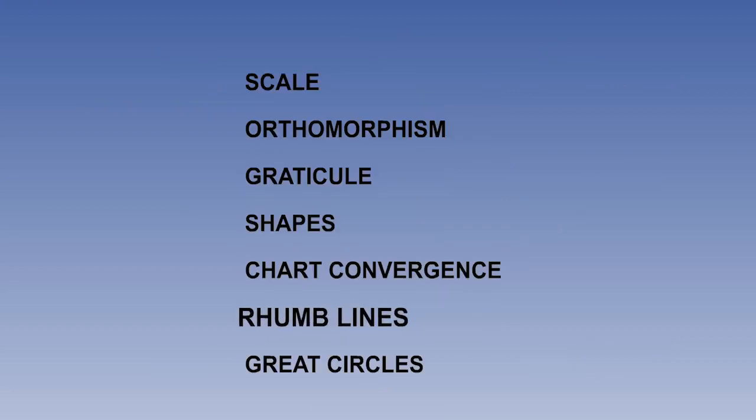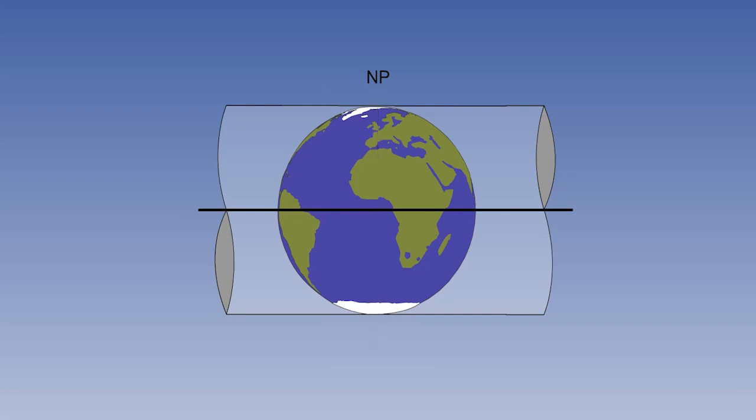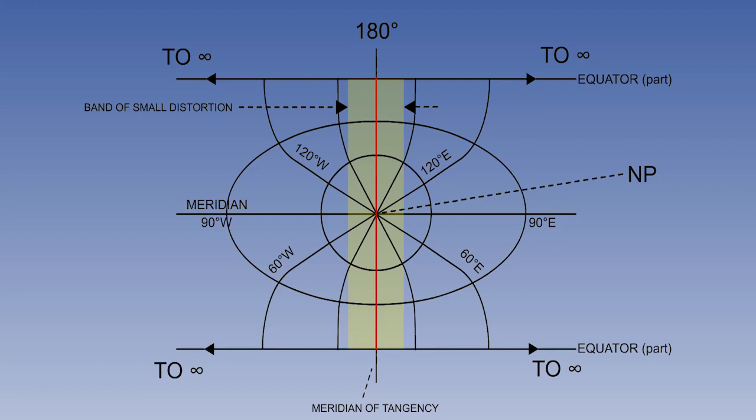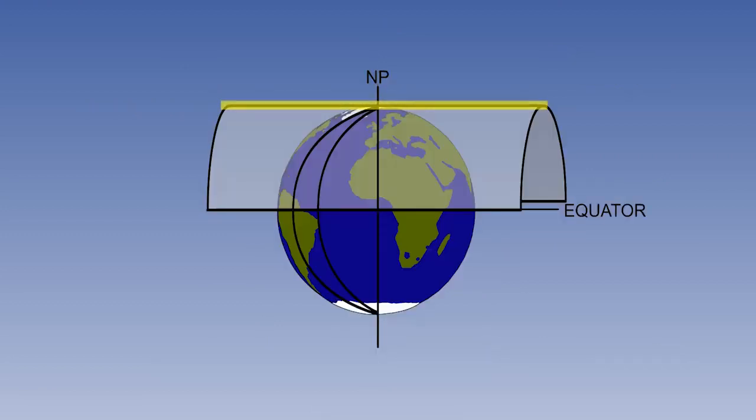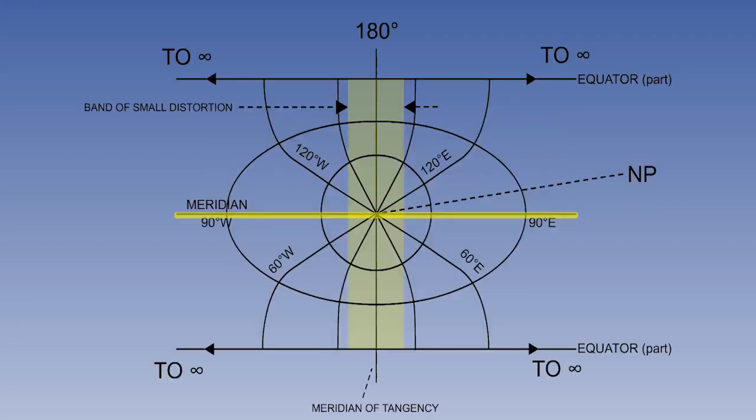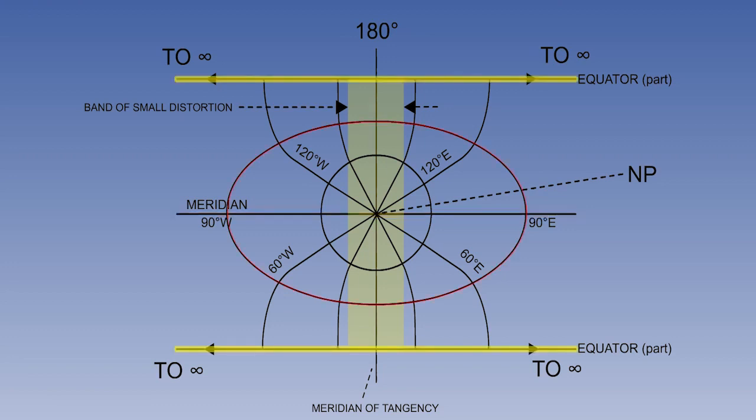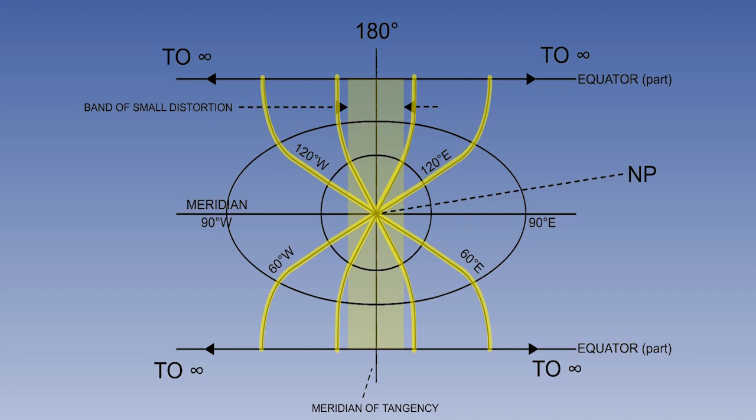How will rhumb lines appear on this chart? They follow the same pattern as meridians. The datum meridian is a straight line. The meridian perpendicular to it also appears as a straight line, and the equator appears as two straight lines. All other rhumb lines appear as complex curves.